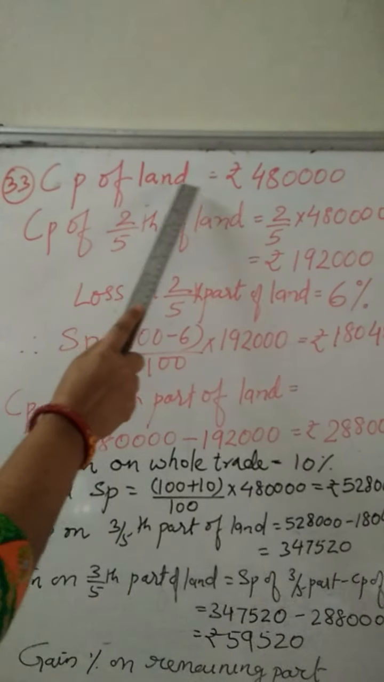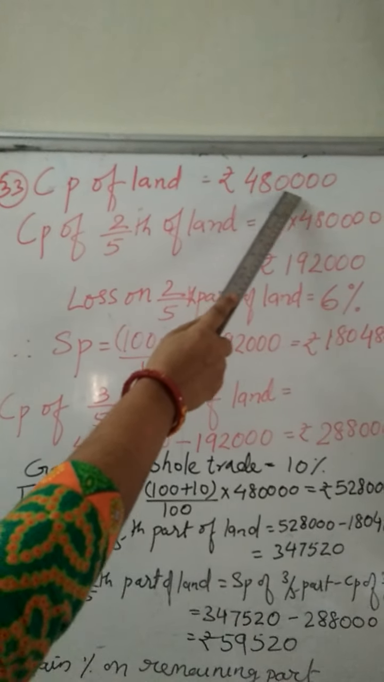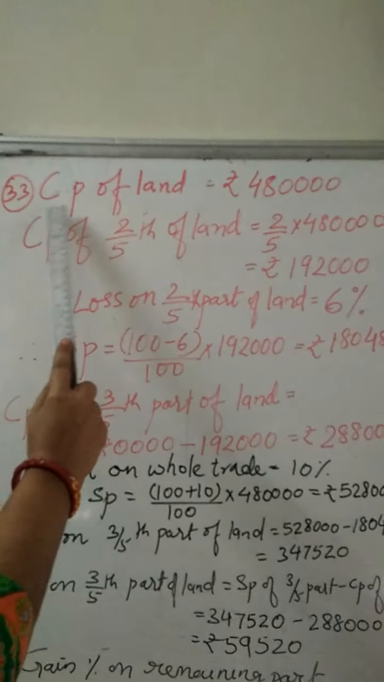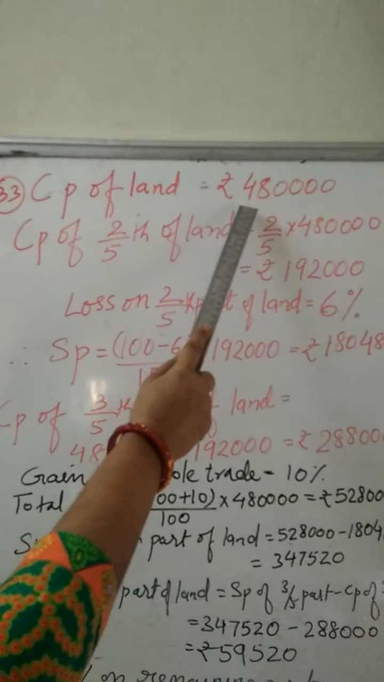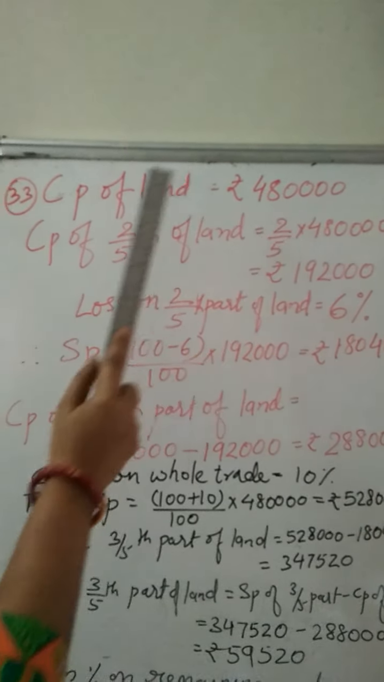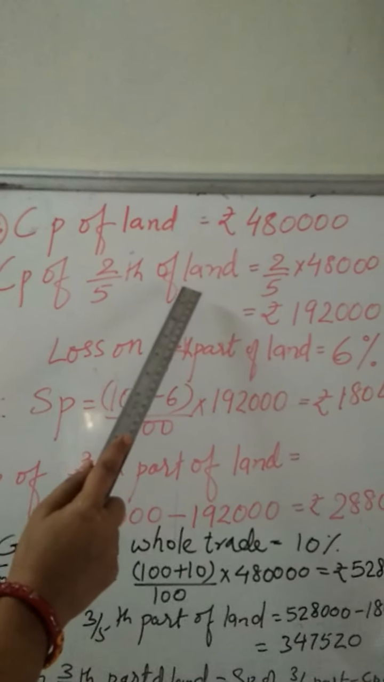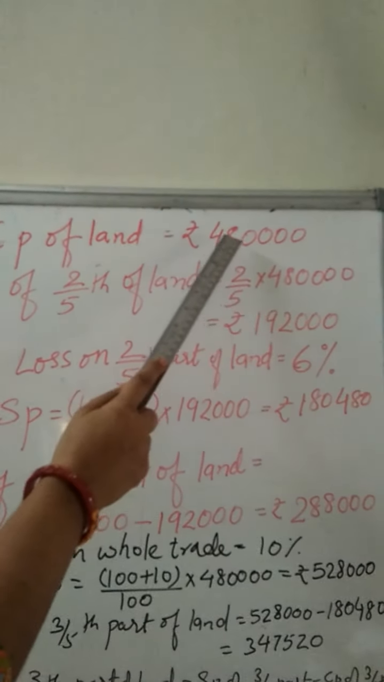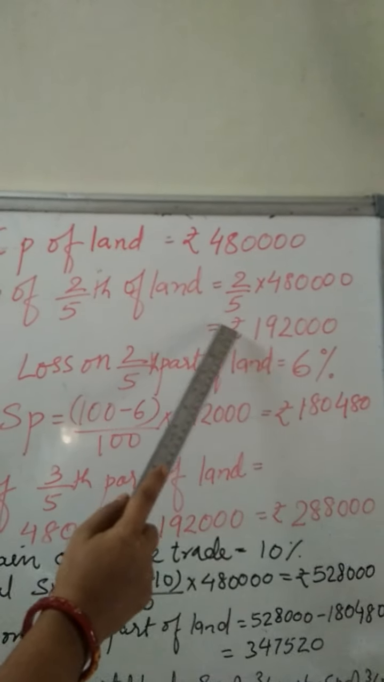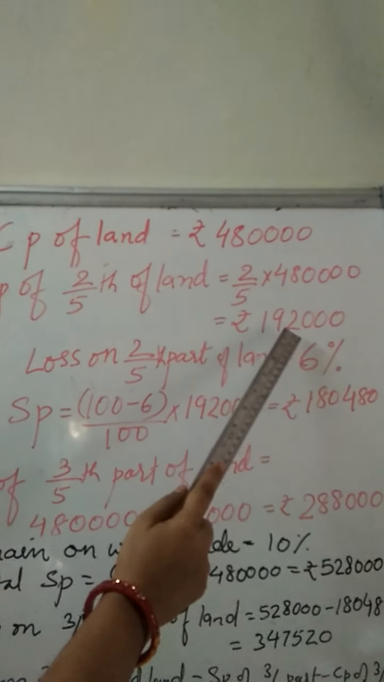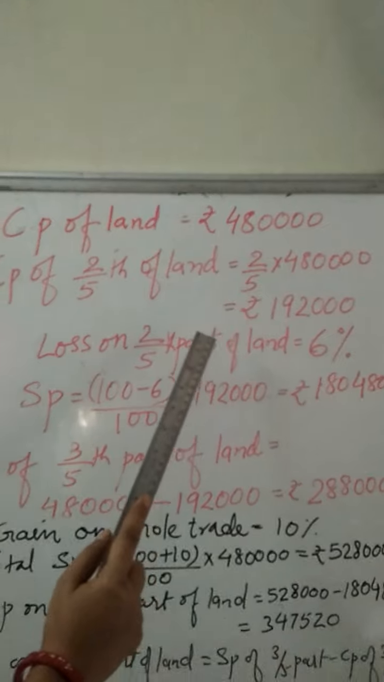Cost price of land is 4,80,000. So cost price of whole land is 4,80,000. Then cost price of 2/5 of land. So we will be doing 2/5 of this whole amount. So that is this much. After calculation you will be getting this much.